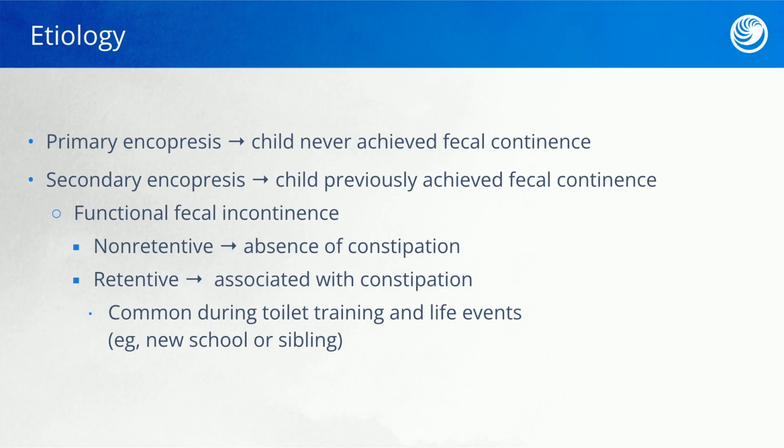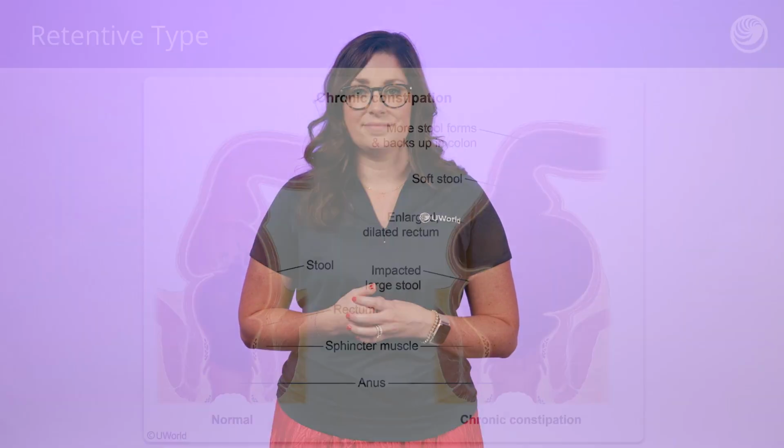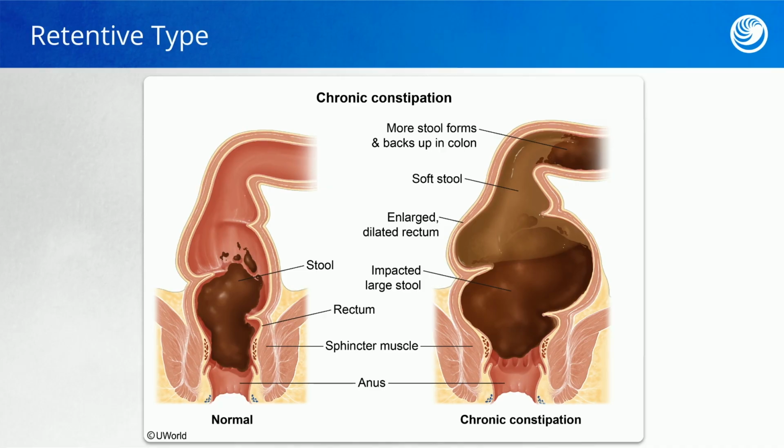Children who have actually experienced a painful bowel movement in the past may anticipate this and actually withhold their stool, hence the retentive encopresis. This is due to their anticipation of the pain and they don't want to experience it while passing a bowel movement. Here's an illustration that depicts retentive type of encopresis.